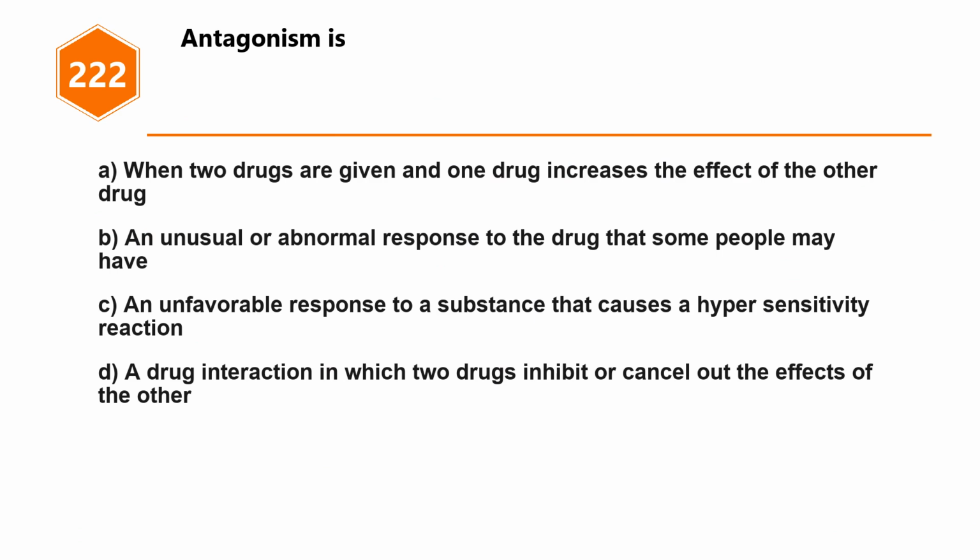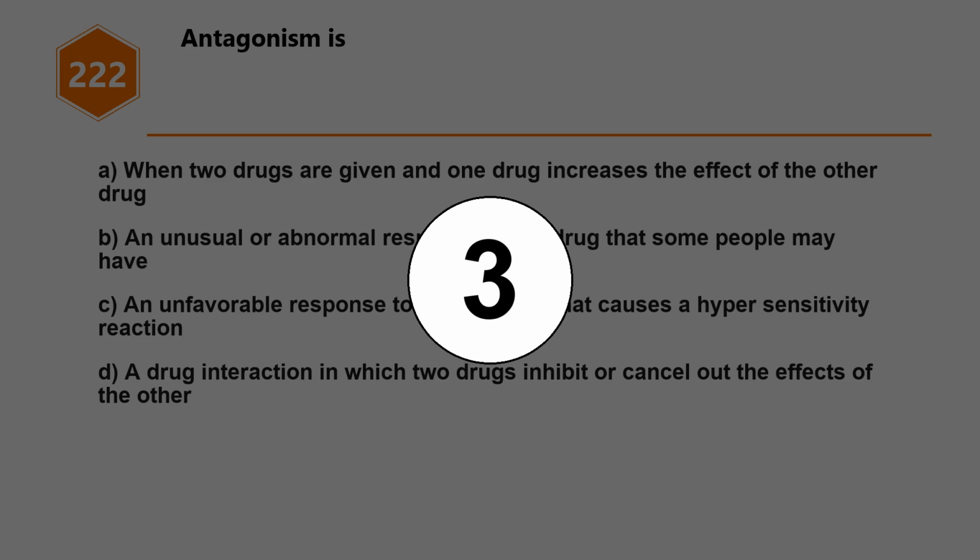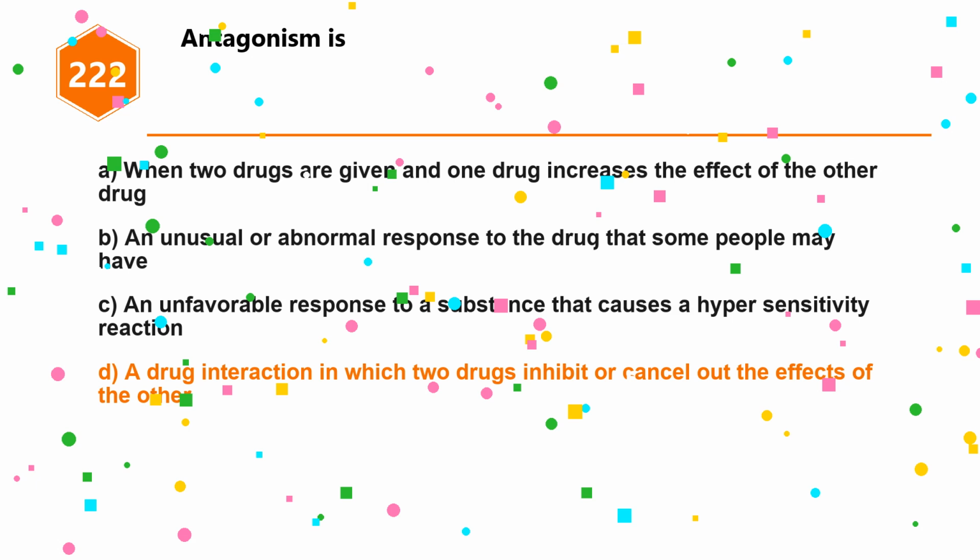Question 222. Antagonism is: Option A. When two drugs are given and one drug increases the effect of the other drug. Option B. An unusual or abnormal response to the drug that some people may have. Option C. An unfavorable response to a substance that causes a hypersensitivity reaction. Option D. A drug interaction in which two drugs inhibit or cancel out the effects of the other. The correct answer is option D. A drug interaction in which two drugs inhibit or cancel out the effects of the other.